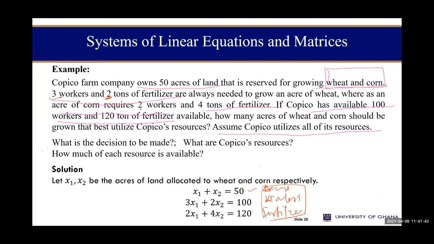So these 2 is this guy. 3 workers, 2 workers: 3x1 plus 2x2 equals 100. 2 tons of fertilizer and the other one, 4 tons of what? Fertilizer: 2x1 plus 4x2 equals to what? 120. Good. So in effect, this is what we have.